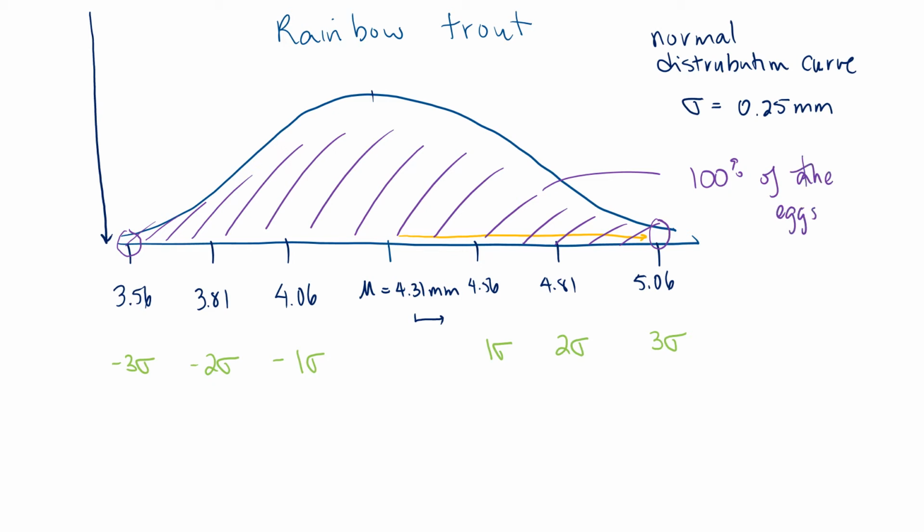So nearly 100% of the eggs have an egg diameter between 3.56 and 5.06. There are going to be very, very, very few of them that go beyond 5.06. And we'll be doing some calculations with this in the upcoming slides.